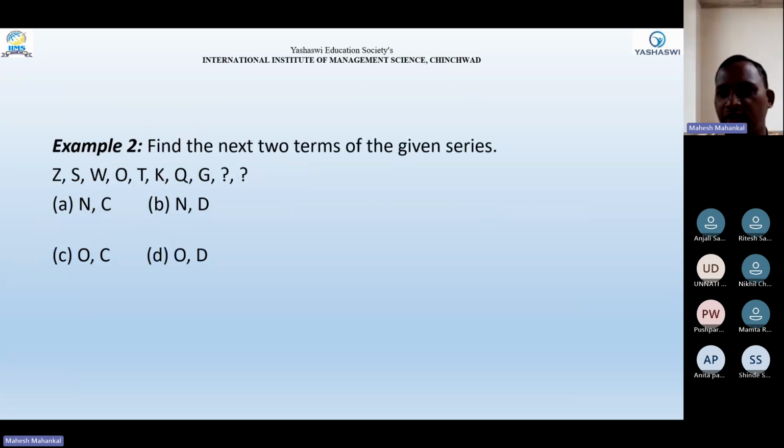Find the next 2 terms of the given series: Z, S, W, O, T, K, Q, G, and what next. Take a pen and paper and try to find what comes at the question mark. It is a letter series. You have to use your logic. Which type of series have they used in the alphabets? Clear, students?